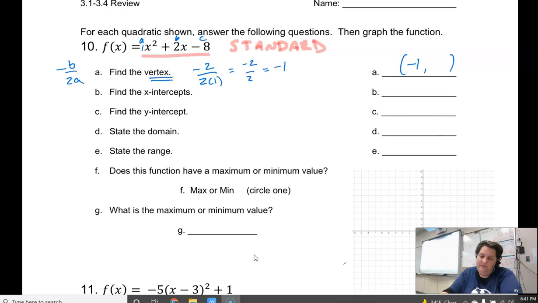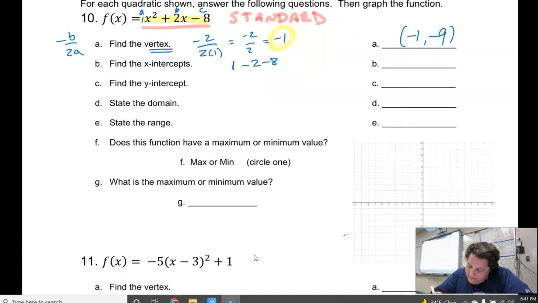All right. Now, we need to find the y coordinate, and the only way that we can do that is we're going to take this negative 1 right here, and we're going to plug it in. Okay? If you need to use a calculator, you can go use a calculator or whatever. When I plug in negative 1 squared, I get 1. 2 times negative 1, I get minus 2 minus 8. And 1 minus 2 minus 8 is negative 9.